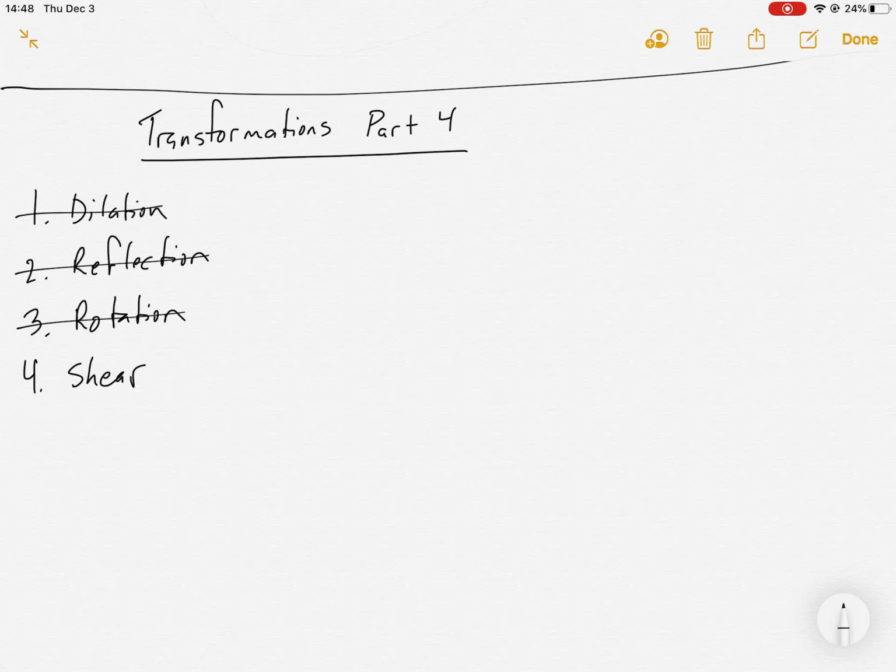So at this point, we've done 3 out of the 4 transformations. We've done all of them except for the shear. So the shear is going to be new. It's probably not something you've seen in geometry. So before I get into the actual matrix mechanics of how this works, I want to talk about what a shear might represent.